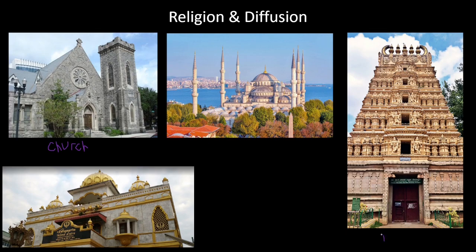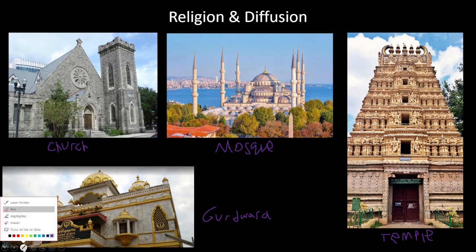This is a temple. This is a mosque. Then this is a Gurdwara, I believe. So, yeah. So those are the place names. Now, what religion are these? So, this is going to be Christianity.